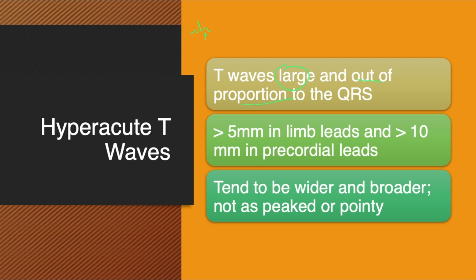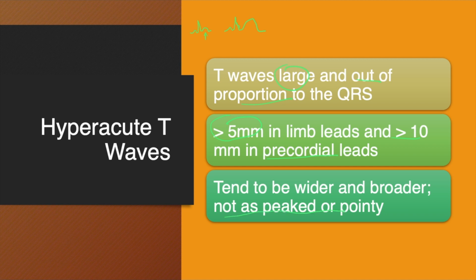And when these T waves get very large and out of proportion to the QRS complex, all right, I'm exaggerating that a little bit, but you have a very large T wave here. That is a problem. Generally speaking, greater than 5 millimeters in the limb leads or greater than 10 millimeters in the precordial leads is a general rule of thumb to help us identify these. These tend to be wide and broad and not as peaked or pointy.